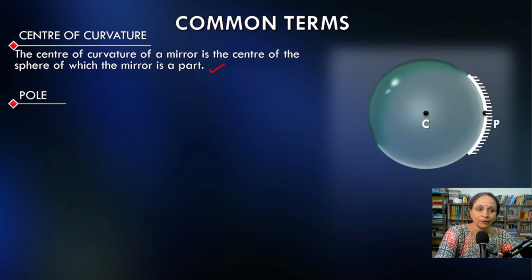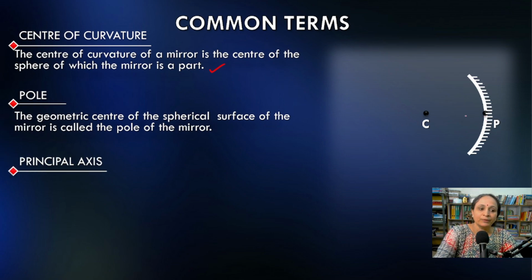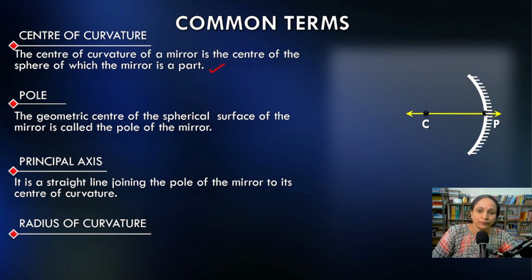Okay, now let's talk about the pole. If you have the mirror, you take out everything and just take the silvered part, and it is the concave part. The center of this particular part is called the pole. The geometrical center of the spherical surface of the mirror is called the pole. That means you have got the mirror, take the center of the mirror, that is called the pole. Okay, now the principal axis. What is the principal axis? A line joining the center of curvature to the pole. It is an imaginary line, right? The straight line which joins the pole of the mirror to the center of curvature is called the principal axis.